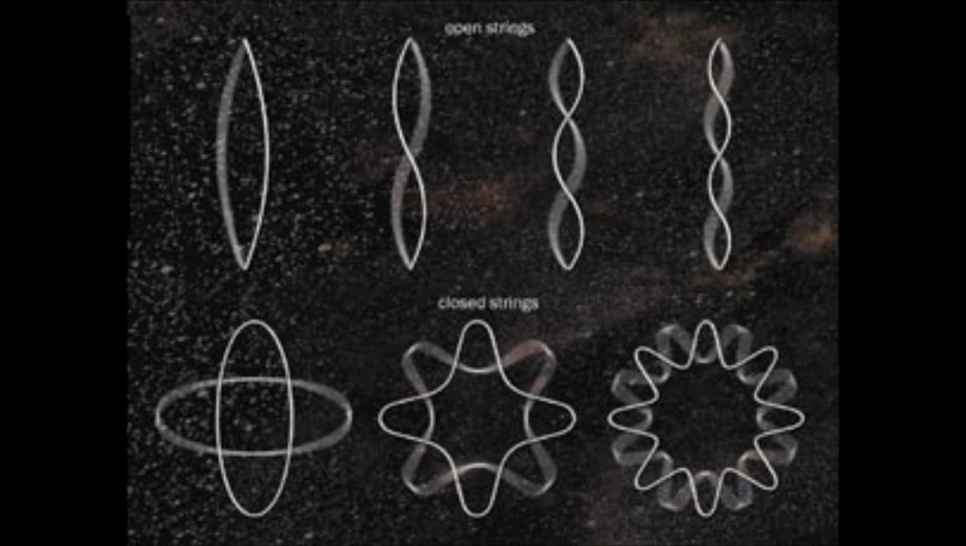For example, one type of string vibration makes the string an electron and gives it a negative charge with the electromagnetic force. This means that strings can be all the particles of the Standard Model, as well as other particles that are not yet known. They can represent both matter and energy, as well as act as force carriers.